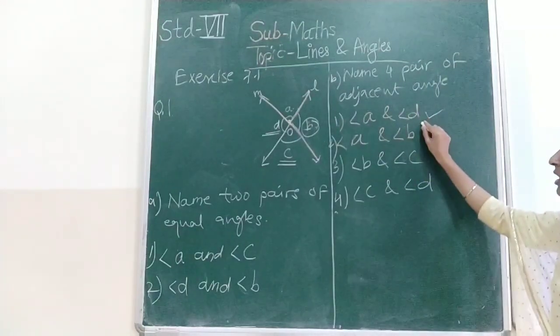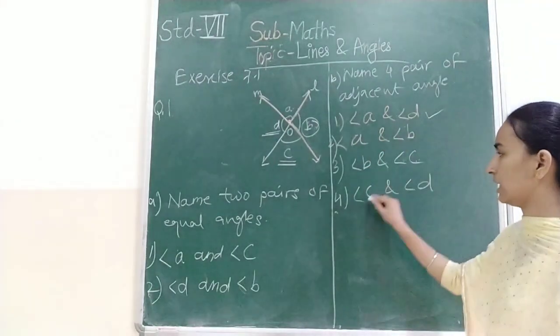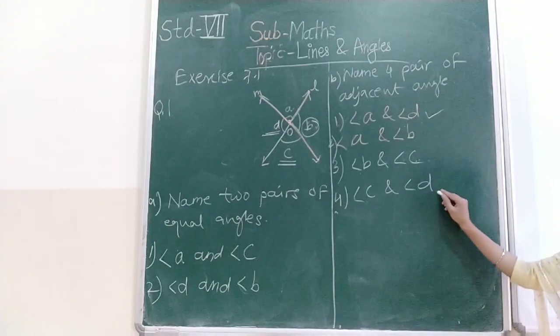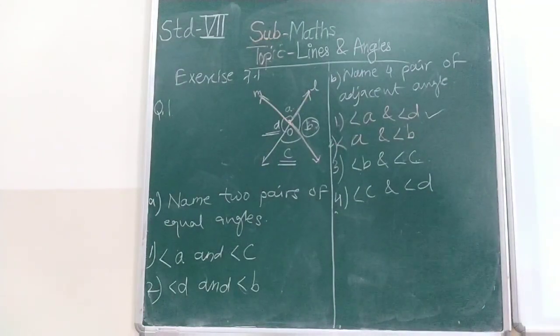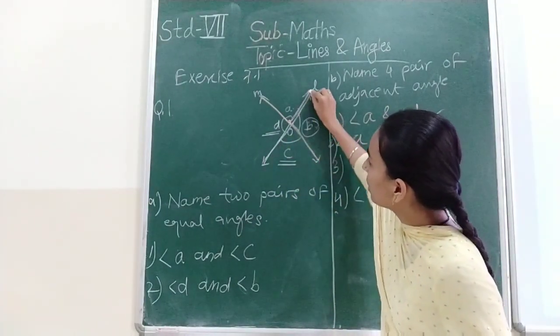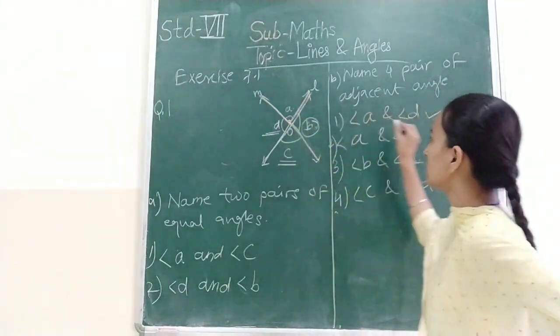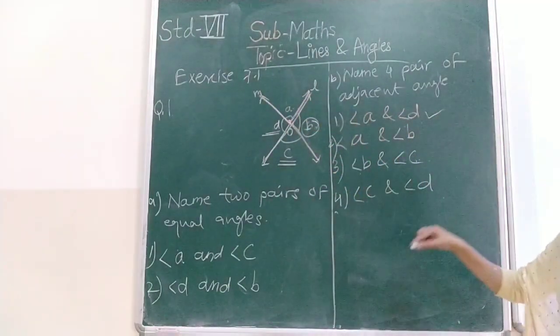A is adjacent to D, A is adjacent to B, B is adjacent to C, and C is adjacent to D. Understand this? Okay. The next is: name four pairs of angles forming a linear pair. We have to write a linear pair. Linear pair means, in one line, the angle arms are equal and opposite rays. Same is for the next.